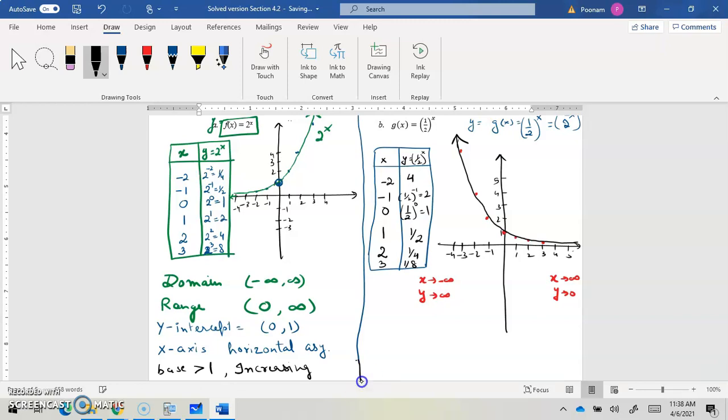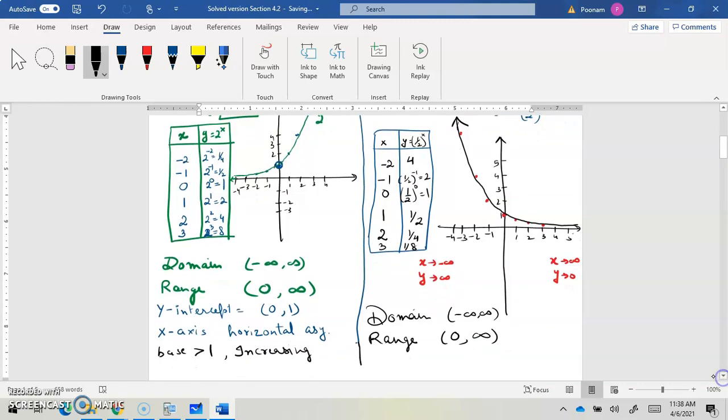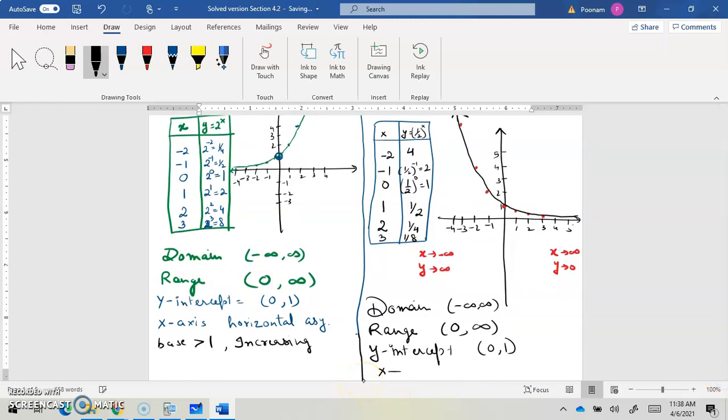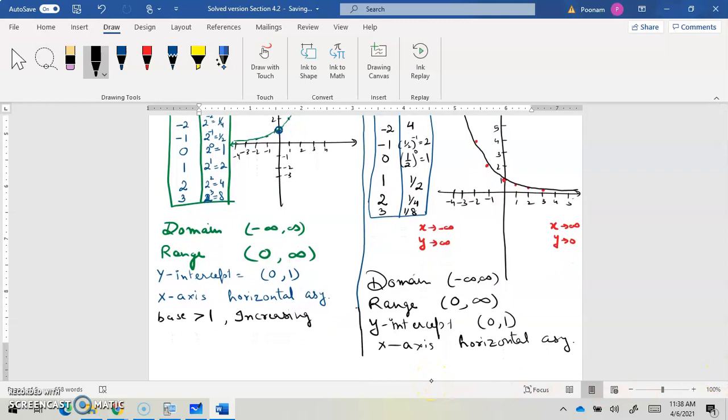In this case, let's notice all the same parameters. Domain is still the same, negative infinity to infinity. Range is still the same. The graph is staying above the x-axis. Your y-intercept is still the same. At 0, the value is 1. Then the x-axis is still the horizontal asymptote. And the base in this case is half, which is less than 1, and the graph, if you notice, is a decreasing graph. Decreasing graph means as x values are increasing, the y values keep on decreasing.